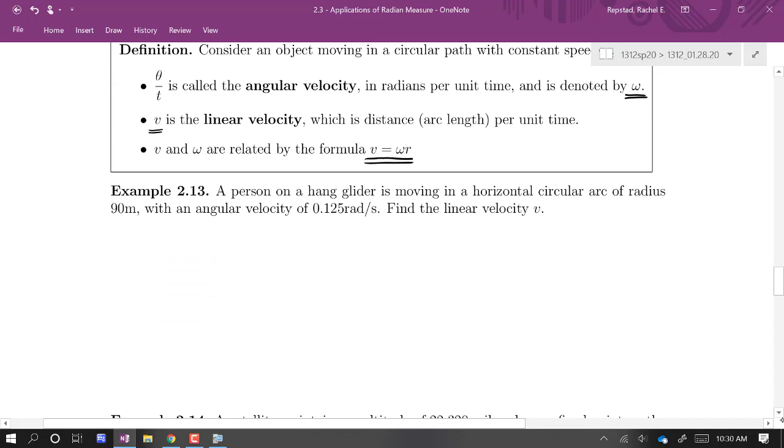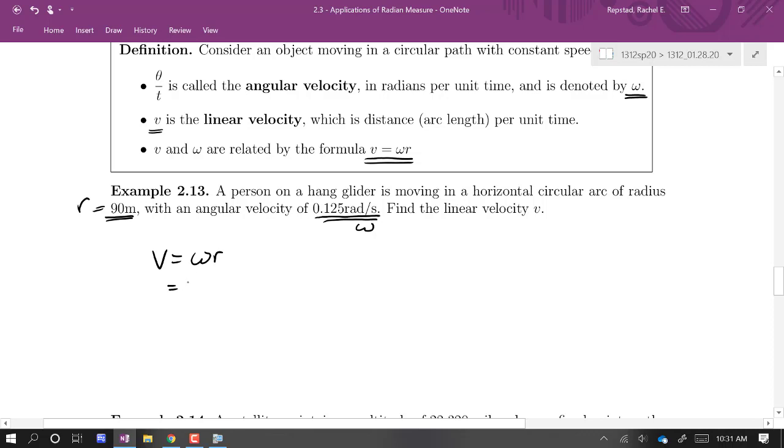Let's do a problem. A person on a hang glider is moving in a horizontal circular arc of radius 90 meters. The angular velocity is 0.125 radians per second. Find the linear velocity v. They told us the radius is 90 meters, and the angular velocity is even in the correct units, radians per second. So we're ready to use our formula, v equals omega r.